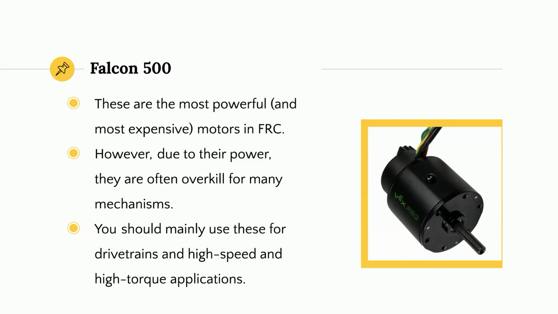Essentially, unless you have to, don't design your mechanisms for Falcon 500s. If they can only be done with a Falcon 500, you should probably try to change the mechanism.